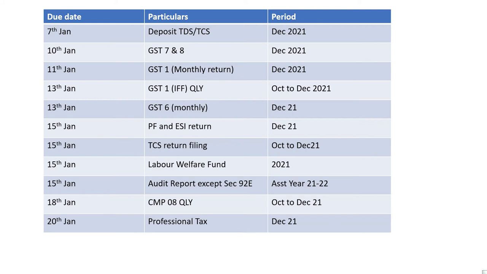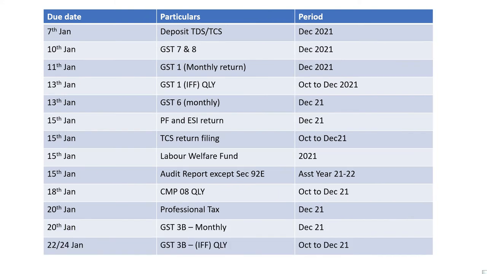Now in Karnataka, 20th January is the professional tax due date. Professional tax is nothing but, in Karnataka, if you are getting a salary of more than 15,000, then per month 200 rupees your employer will deduct and remit to the Karnataka professional tax department. So 20th is the last date.